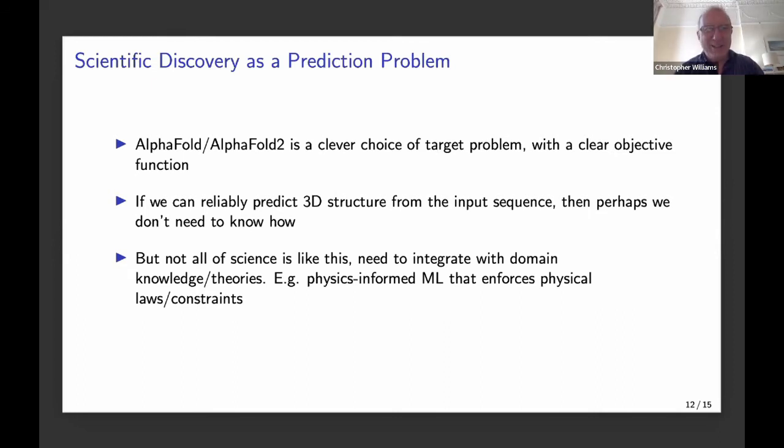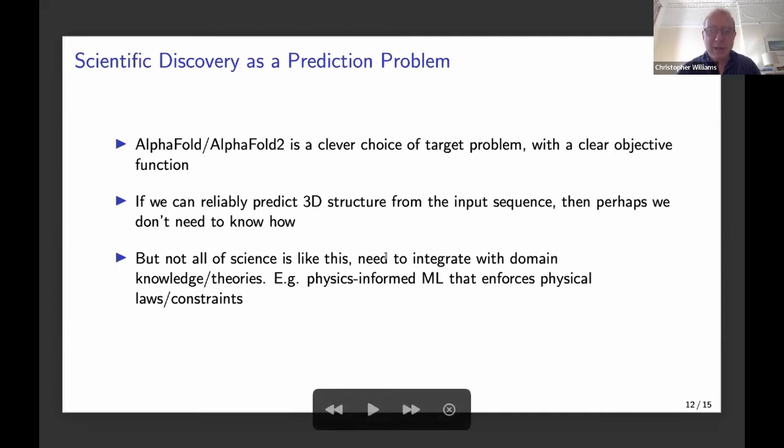Of course, one thing that's been very much in the news over the last year or so is AlphaFold. And so, how much of science can we do as a prediction problem? I think AlphaFold is a very clever choice of a target problem, with a clear objective function. We know what we're trying to optimize. If we can reliably predict 3D structure from the input sequence, then maybe that's fine. We don't need to know the details of how that works. Of course, we might like to know, but maybe here prediction is enough.